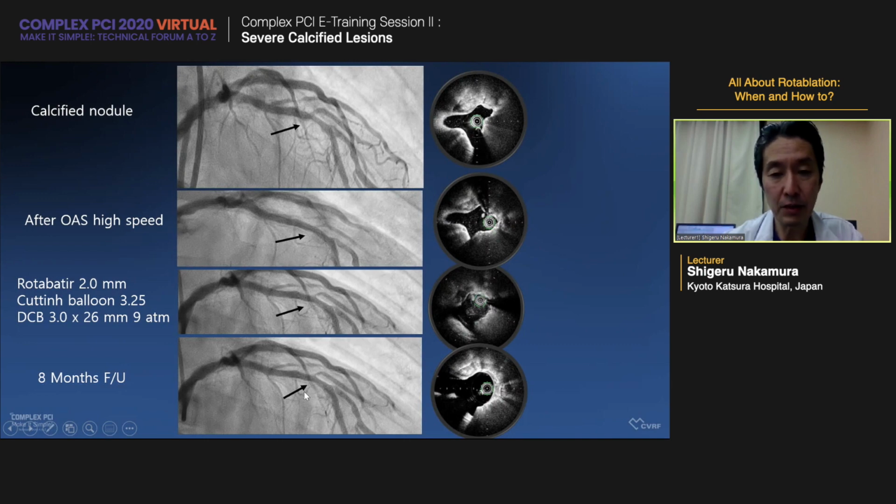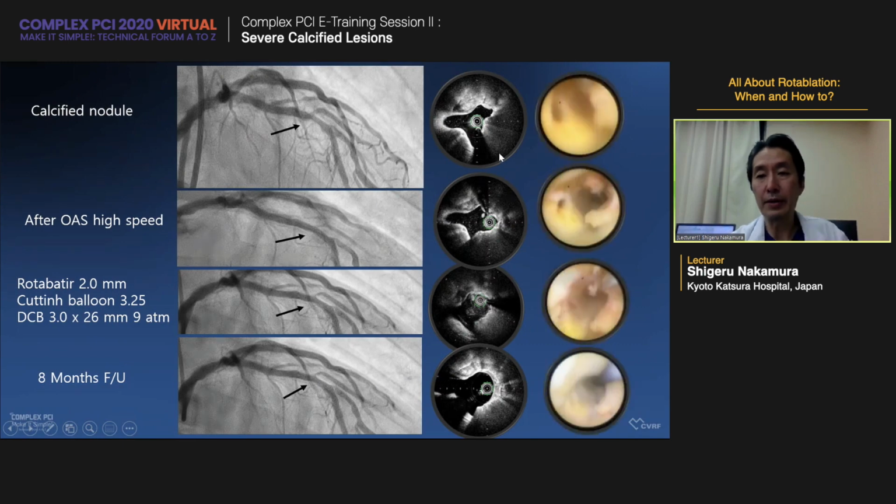And this is 8 months follow-up. There's no restenosis. And when we check by fluoroscopy, you can see the calcified nodule here. And this is after OAS. You can see still thick calcium there, and we sized up to 2.0 rotablator, and this is follow-up.